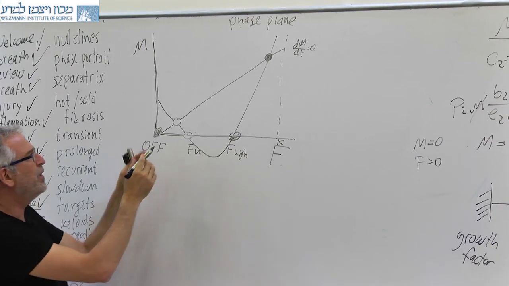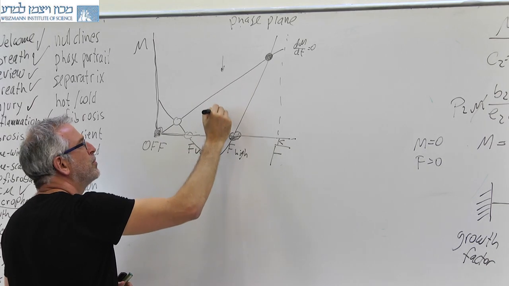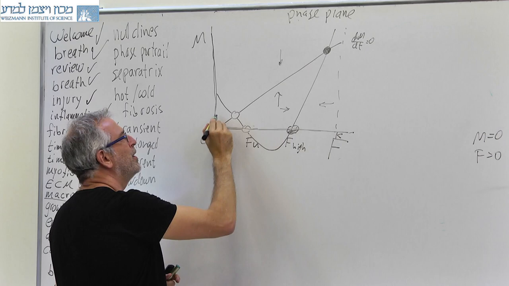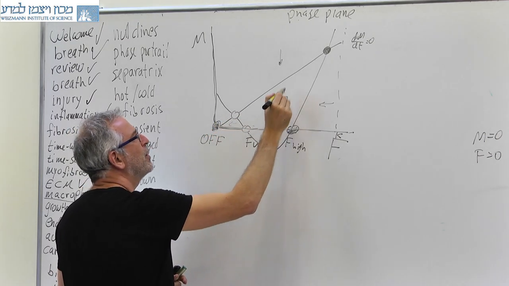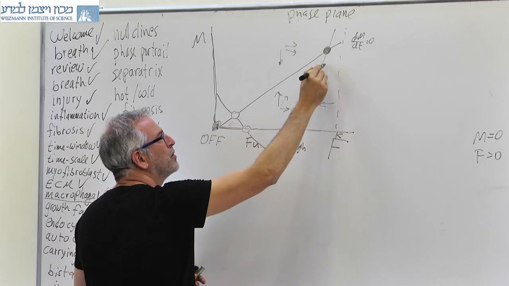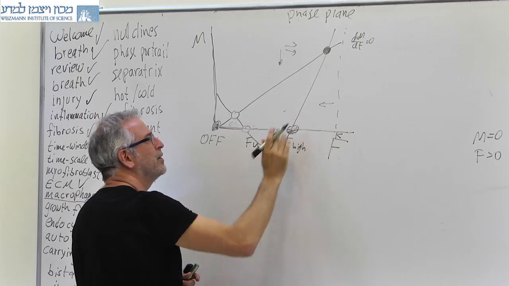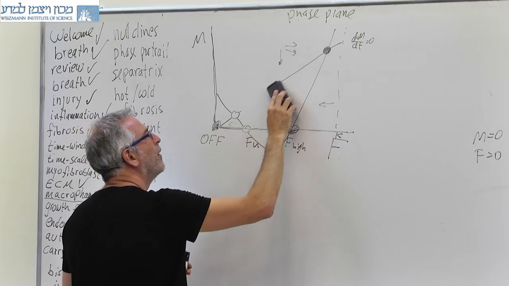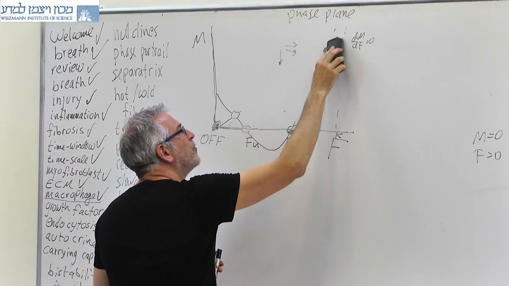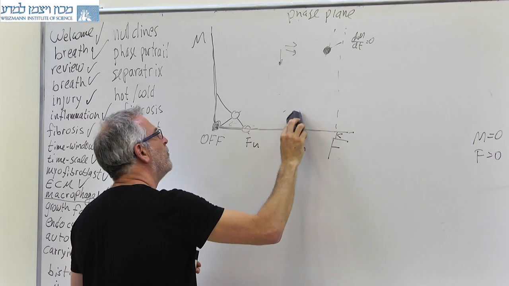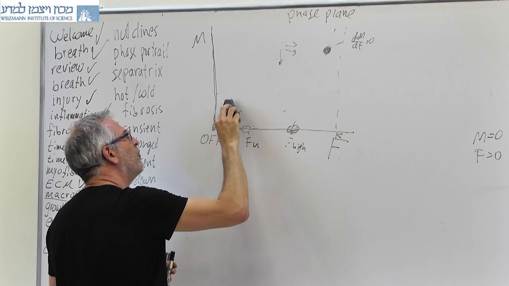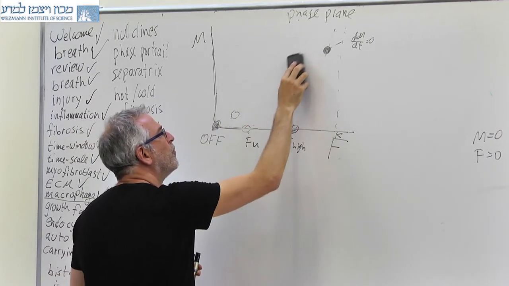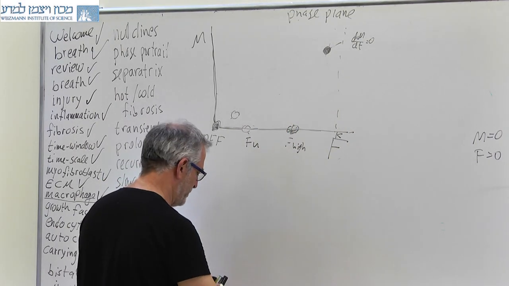And now I can fill in the arrows. In this part, m goes down. In this part, m goes up. In this part, f goes like this. In this part, f goes like this. In this part, here, f goes like this. And I can figure out what is going on. I can draw all these arrows, and I'm going to do that for you. And we'll get our flow. And our flow looks like this.